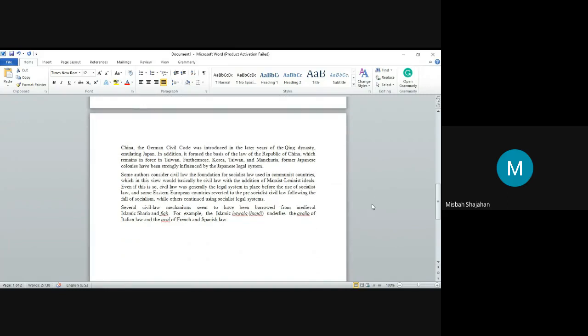Now, several civil law mechanisms seem to have been borrowed from the medieval Islamic Sharia and fiqh. For example, the hundi underlies the avallo of the Italian law and the aval of the French and Spanish law. So, I hope you understood what it actually means.